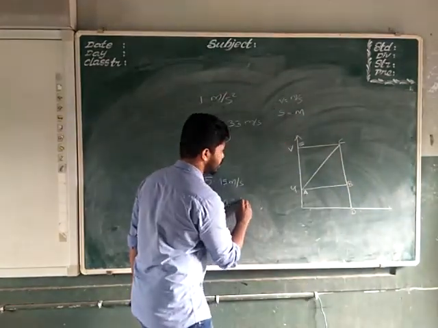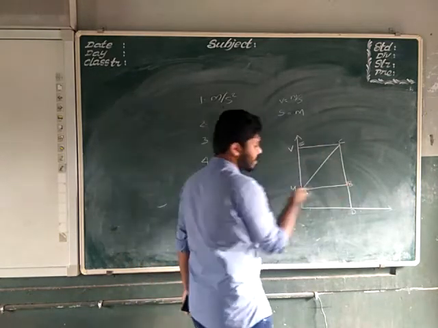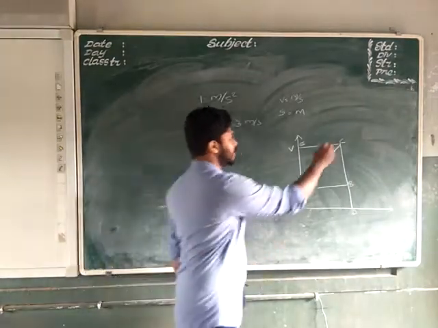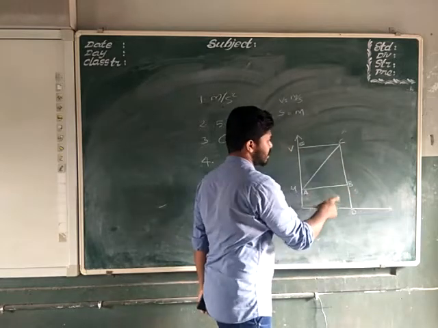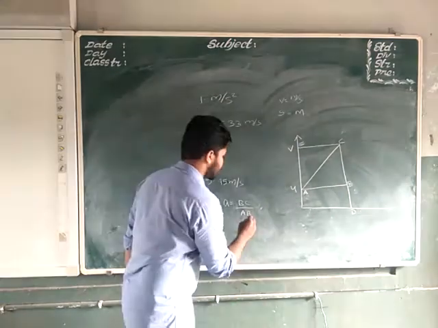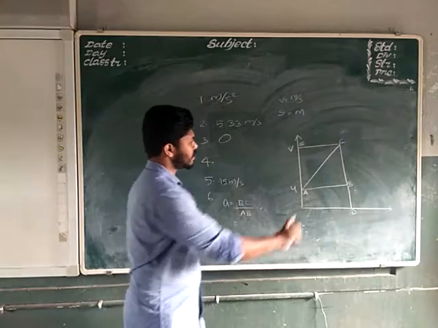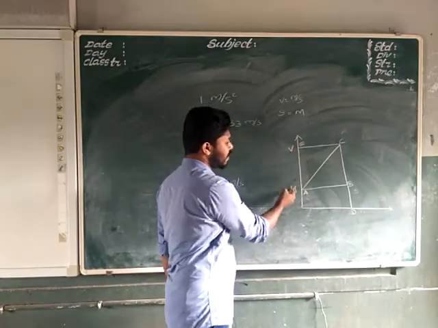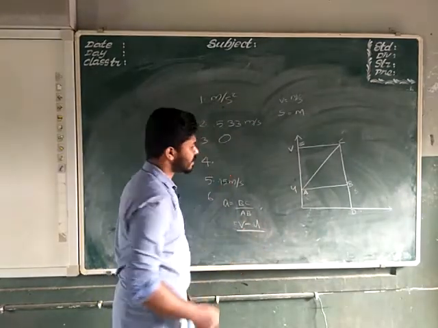a equal to BC by AB. This side divided by this side. You know very well, in the last section also we take the slope. If it is ABC, we take AB by BC. As here it is CB by AB or BC by AB. CB means BC. Now what is BC? Take this to here. How can we get BC? v minus u. v minus u divided by AB.